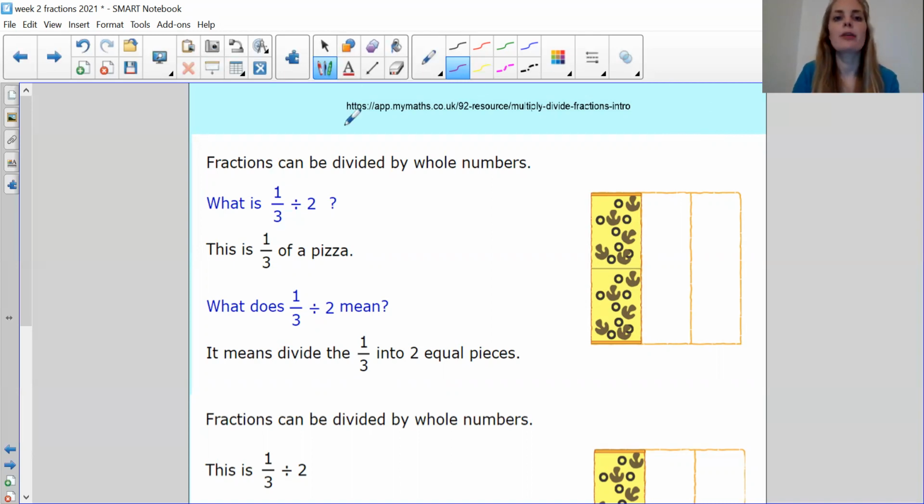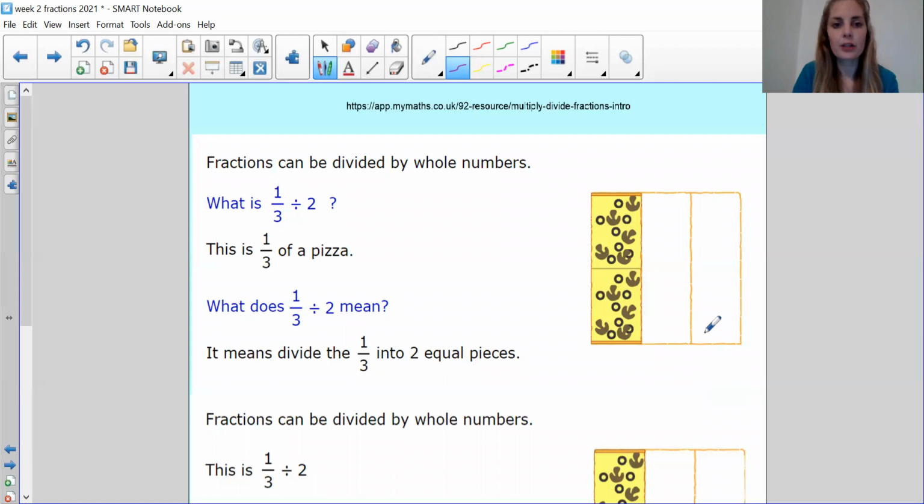So first of all, when we say fractions can be divided by whole numbers, and that is what we're going to be looking at, a fraction divided by a whole number. So we're looking at a third divided by 2. So if I have, let's say, a rectangular pizza, I divide it into thirds. Here are my thirds. So I cut my pizza up into 3 equal parts. Here is 1 equal part, 2 equal parts, 3 equal parts, okay?